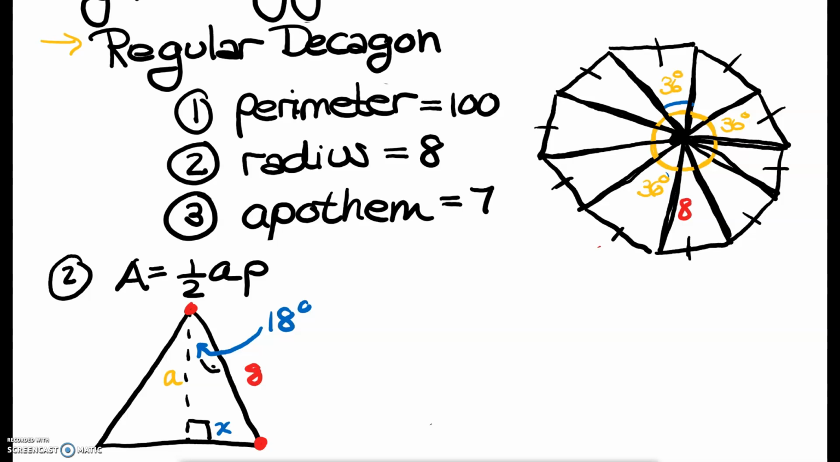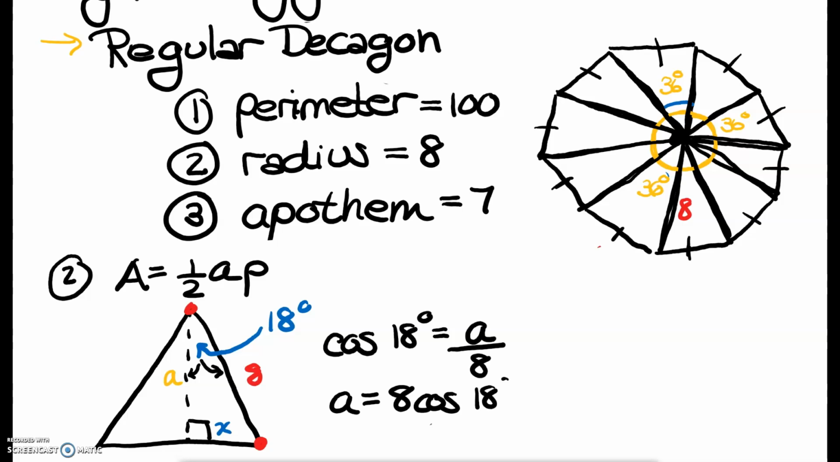Well, I have my hypotenuse, and let's find the apothem first, and the adjacent side. So what's adjacent and hypotenuse? That is the cosine of 18 degrees equals adjacent over hypotenuse. So when I multiply both sides by 8, I get an apothem of 8 cosine of 18 degrees. So now my formula looks like 2 times 8 cosine of 18 degrees, and we still need our perimeter here.